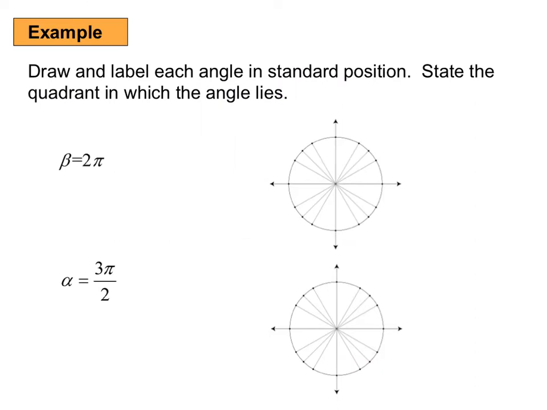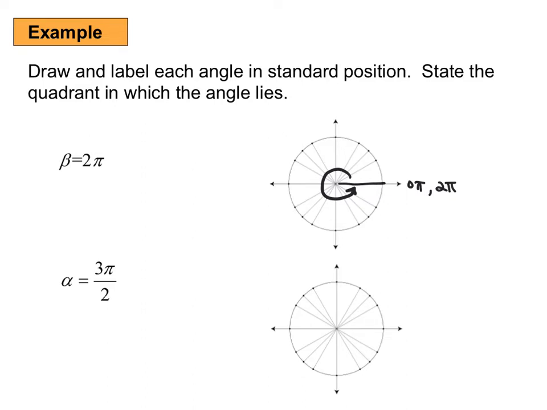So take a look at the first one. It says label and draw each angle in standard position, and we have 2 pi. So we know we start right here at 0 pi, and we also know if we go all around the unit circle, we end up at 2 pi. So if I asked you to draw 2 pi, you would do just that.